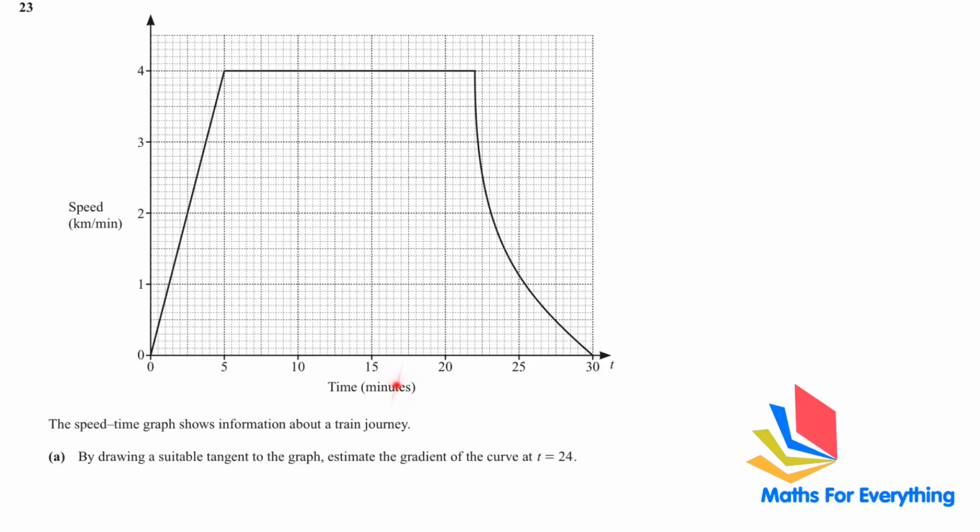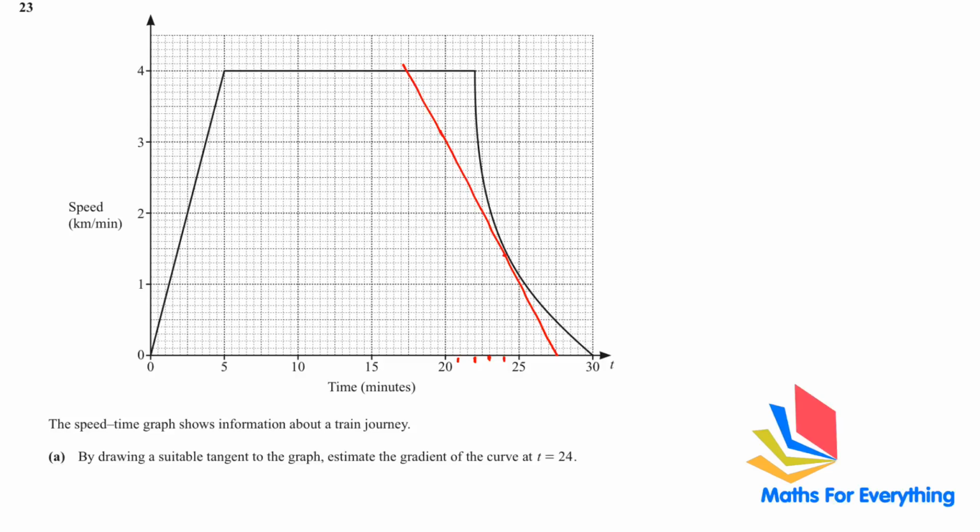Question number 23 is a speed time graph, and it shows information about a train journey. By drawing a suitable tangent to the graph, estimate the gradient of the curve at t is equal to 24. We can see that each 2 squares is 1 unit. This will be 21, 22, 23, and 24. So this is the place where we are going to make the tangent. This is how we draw a tangent. It means the curve at t is 24.